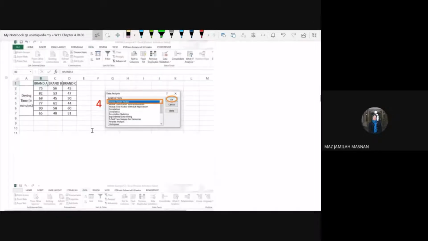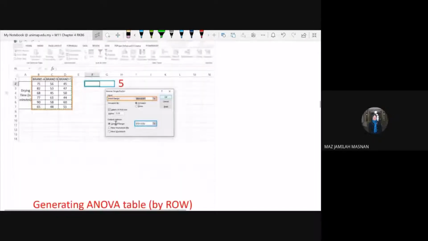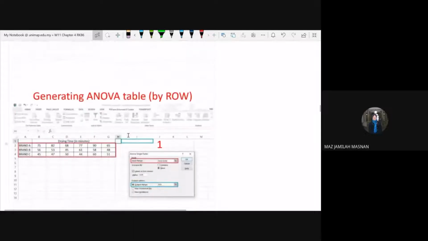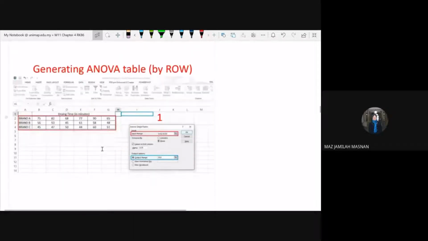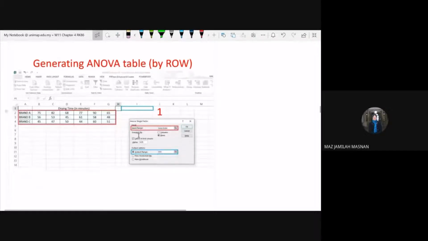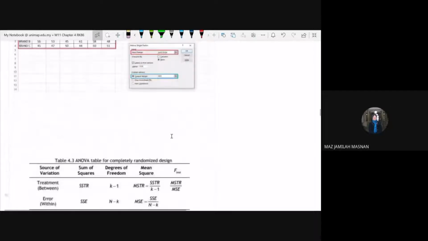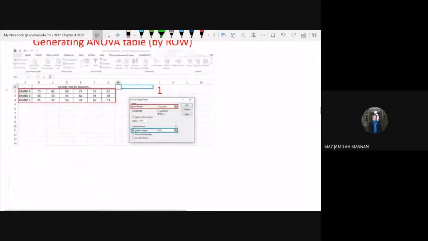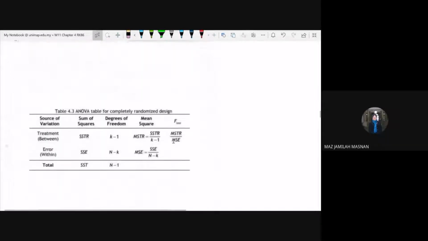What if your data is row-wise? It will be almost similar, but later on, in the box, it will be a bit different in how we define the location of our data. So that's the way we can use our Excel. Very simple and easy actually.